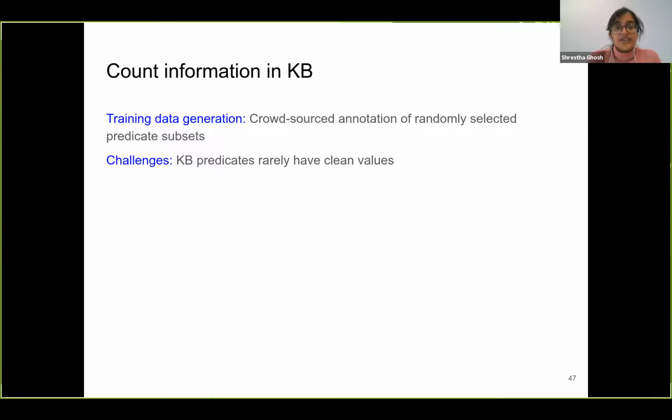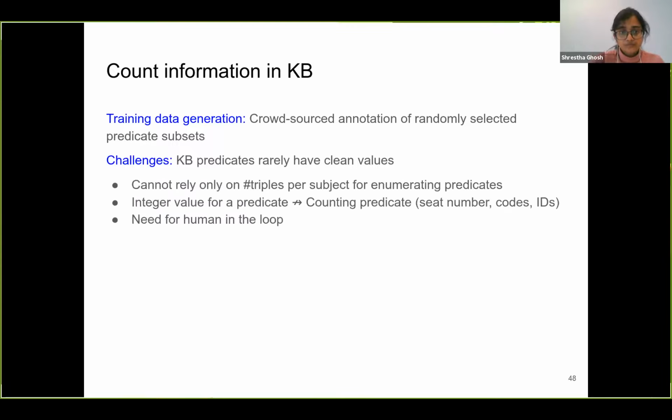Here, the training data generation is difficult because you cannot automatically get the annotations, and here they use crowdsource annotation for a random subset of the predicates. Again, the challenge is that the KB predicates rarely have clean values. So yeah, it's difficult because the number of triples per subject is not the same, right?